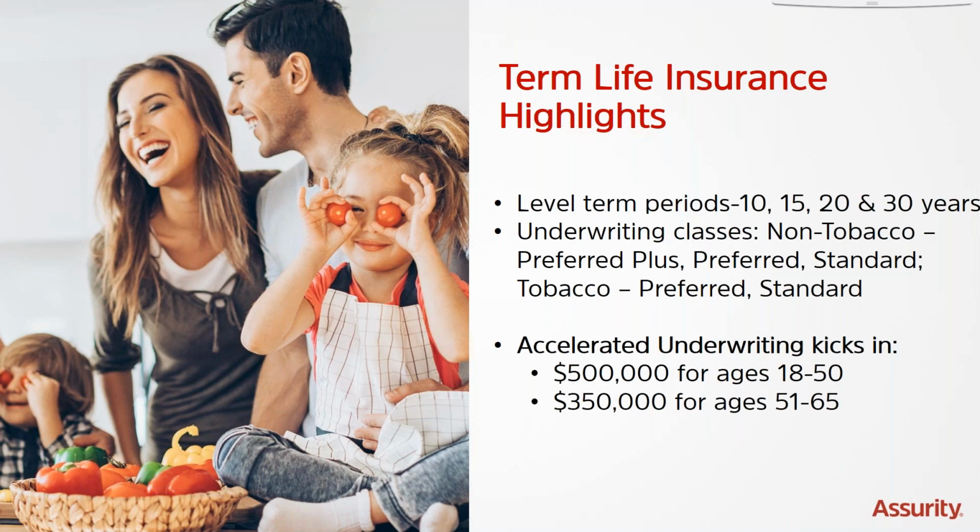Our accelerated underwriting is a really big part of our term product that we want to highlight here, and we'll go into more detail on it on the next slide as well. But you do need to use the EApp in order to access this accelerated underwriting. It kicks in at ages 18 to 50 for $500,000 and under for that death benefit, $350,000 and under for the older ages.